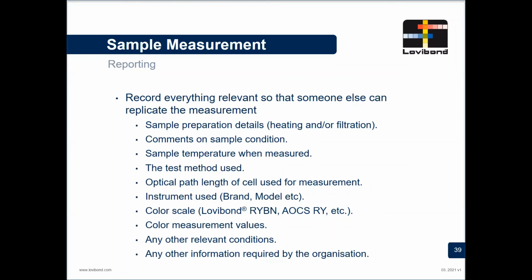So it's important to communicate which scale you've used for the measurement, because that can cause confusion otherwise. If you've only given someone red and yellow values for Lovibond because you've forgotten to give them the blue and the neutral, they might actually assume that you were using the AOCS scale. So really need to give everybody all the information needed: optical path length, instrument used, color scale, measurement values, and anything else that you or your customer have agreed, or you've agreed with your supplier, that you need to know about the oil.